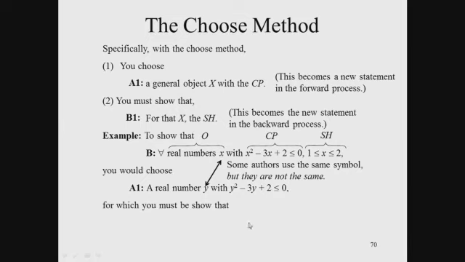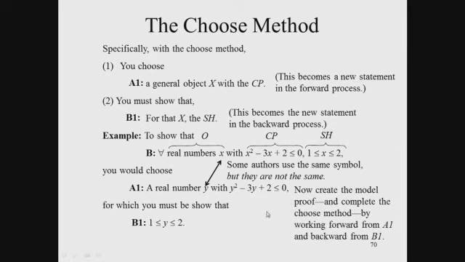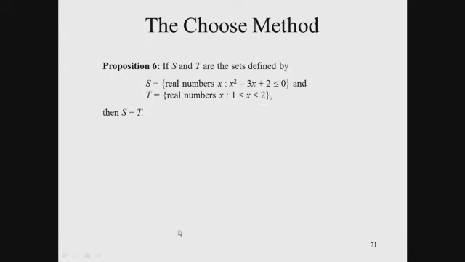What do we have to show for this chosen object? That it is between 1 and 2. That y is between 1 and 2, and that becomes our new backward statement. So now create the model proof and complete the choose method by working forward from A1 and backward from B1. So let's actually do this in the context of a mathematical proof.